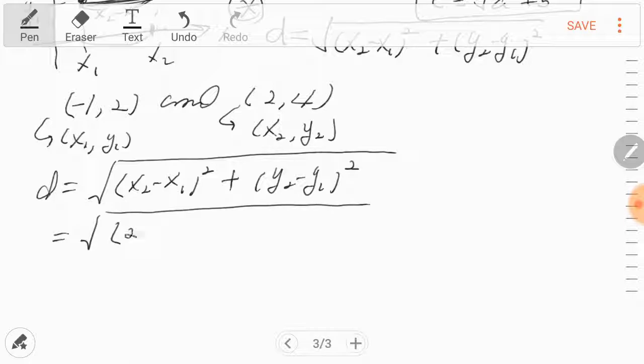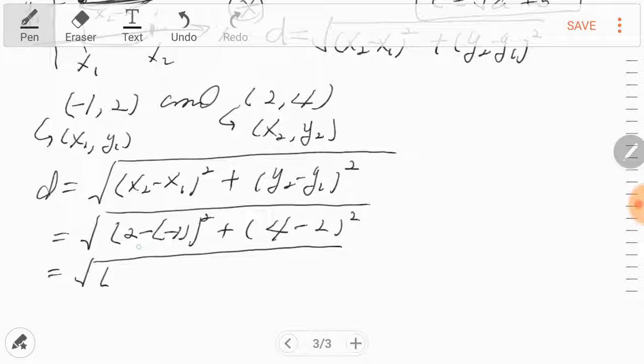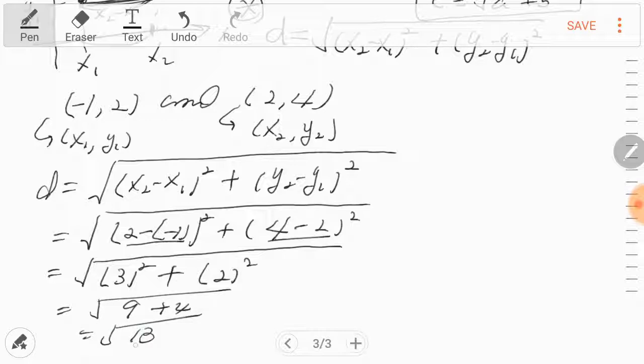x2 is 2, so 2 minus x1 squared plus y2, which is 4, minus y1 squared. Then square root of, okay, 2 plus 1. This is 2 plus 1, then 3. So 3 squared plus 4 minus 2 is 2 squared. Then 9 plus 4 equals square root of 13. So the distance is equal to square root of 13.